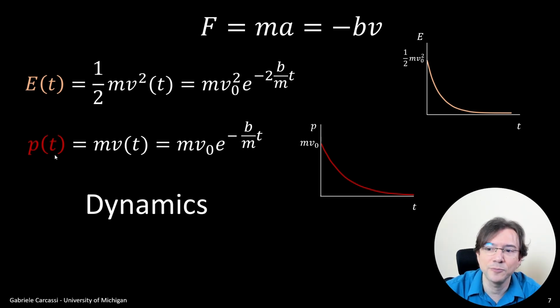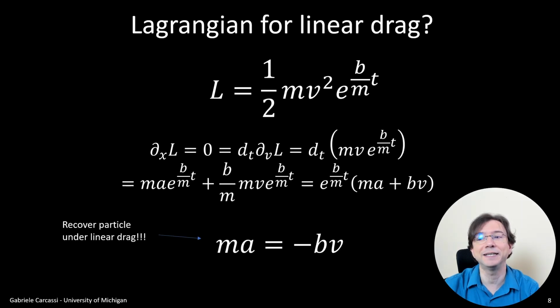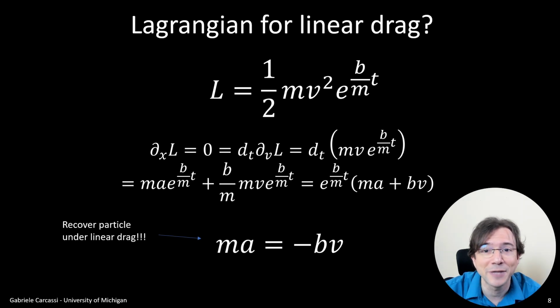And the momentum is just equal to the conjugate momentum, so p equals mv, and so you basically have the same graph for the velocity, except that you start at mv0 instead of v0. Okay? So this is all hopefully very straightforward, and now we want to say, can we find a Lagrangian for the system? A Lagrangian that matches the equation and the solution.